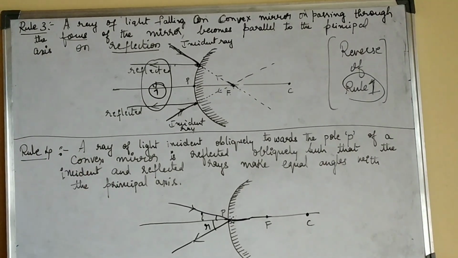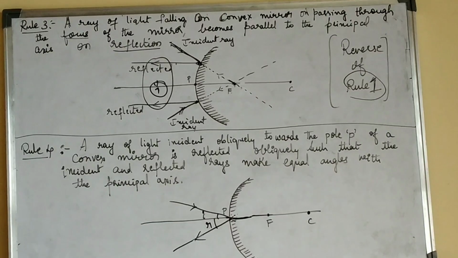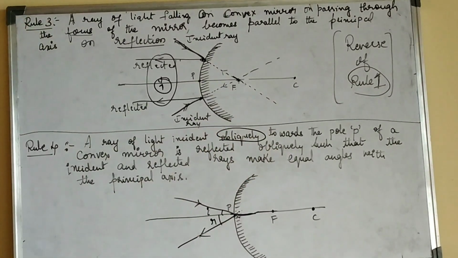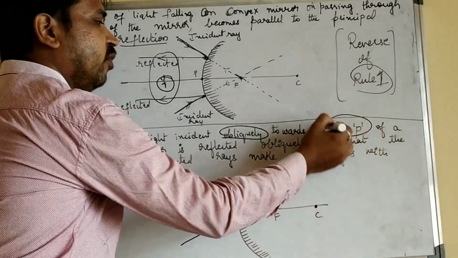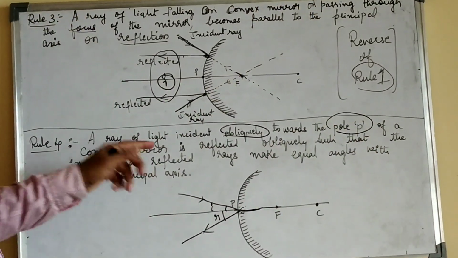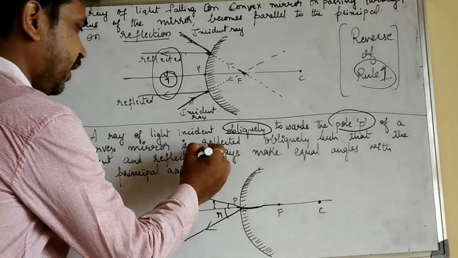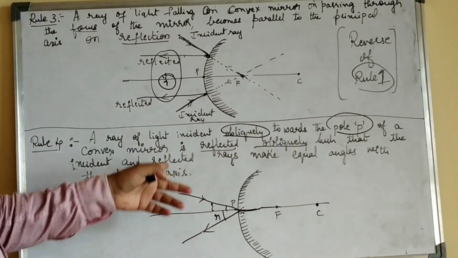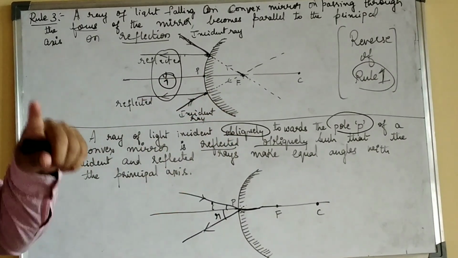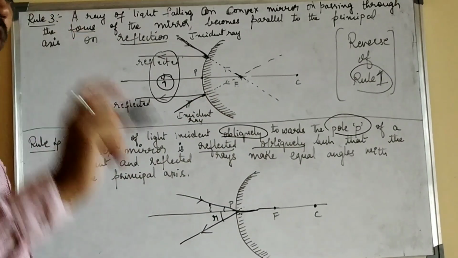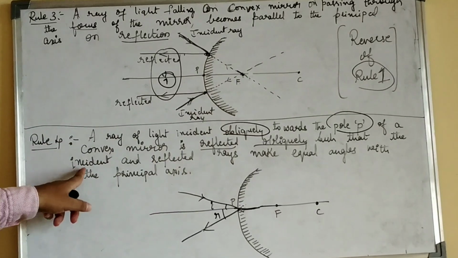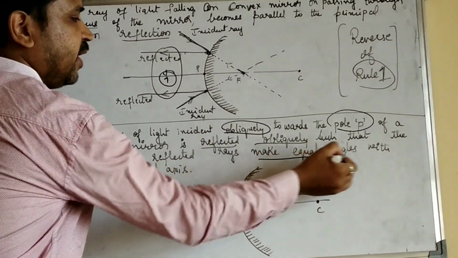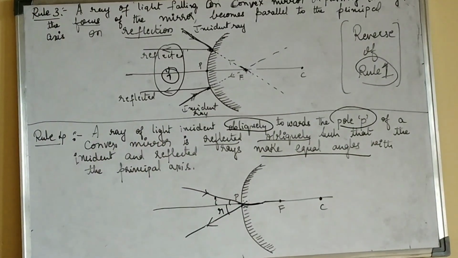Now coming to rule number 4. A ray of light incident obliquely towards the pole, directly on the pole of the convex mirror, is reflected obliquely. So the incident ray is oblique, therefore the reflected ray is oblique when it is incident on the pole of the mirror, such that the incident and the reflected rays make equal angles with the principal axis.